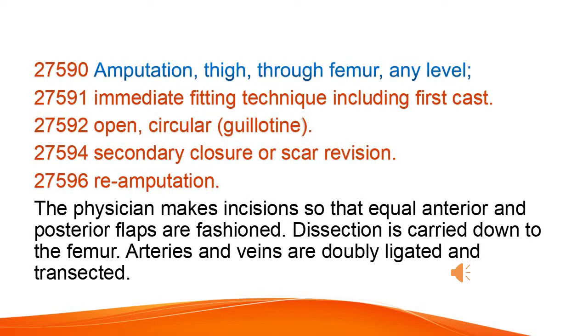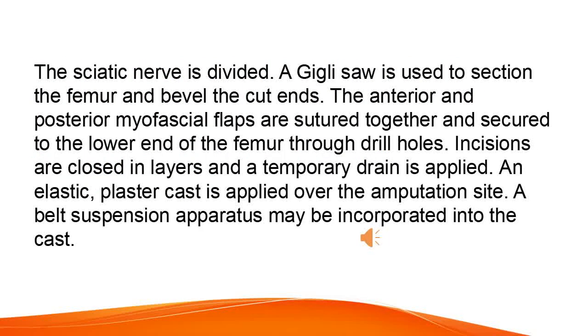Dissection is carried down to the femur. Arteries and veins are doubly ligated and transected. The sciatic nerve is divided. A Gigli saw is used to section the femur and bevel the cut ends.